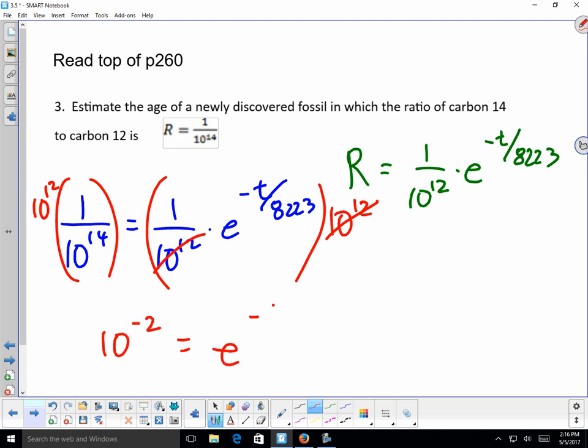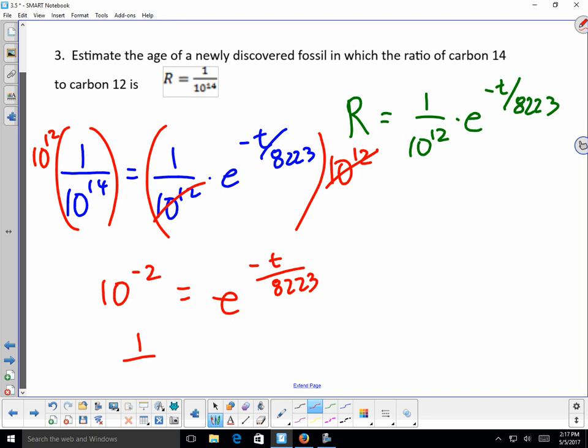Equals e to the negative t over 8,223. Ms. Presley, Yes, Ed? Do you care if you keep it as 1 over 10 to the second? That's fine. You can write it as 1 over 10 to the second. You could even write it as 1 over 100. You could write it as 0.01. Either way, this is a real life problem. We're going to get a decimal kind of answer.